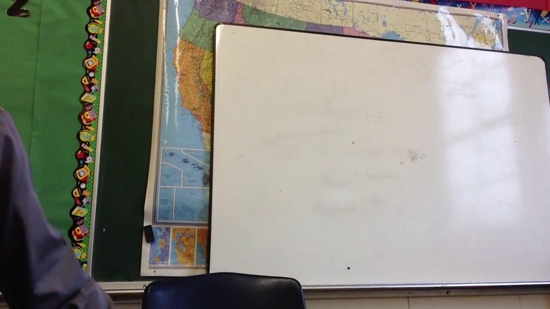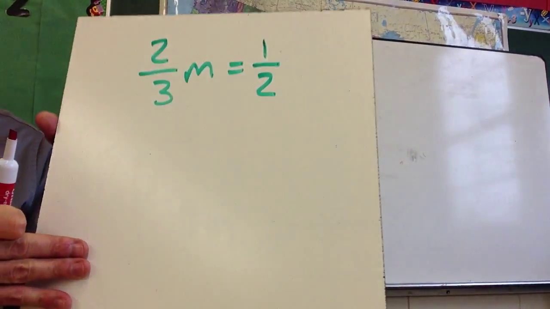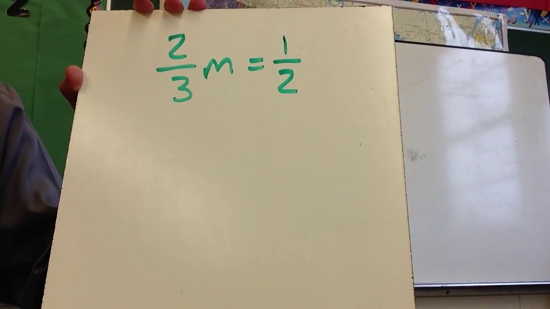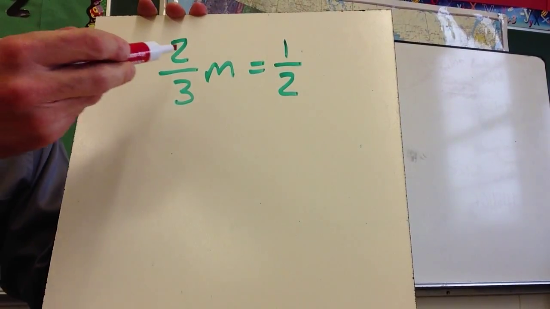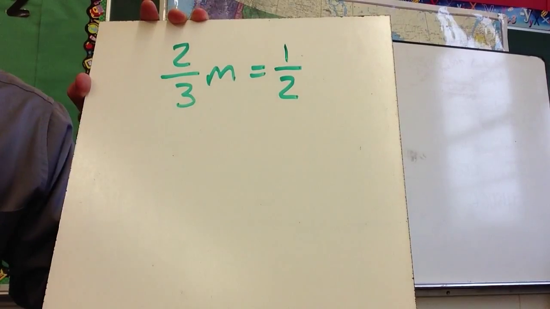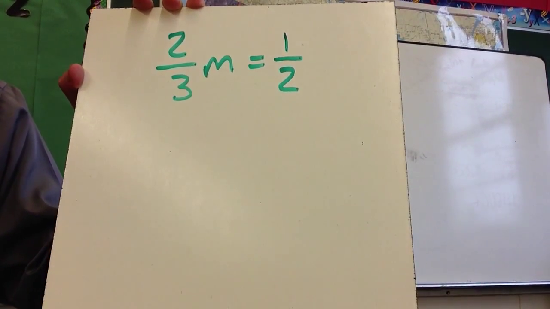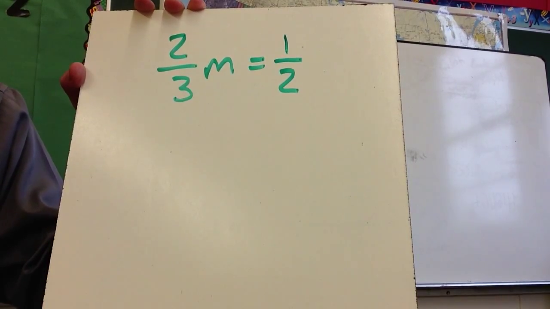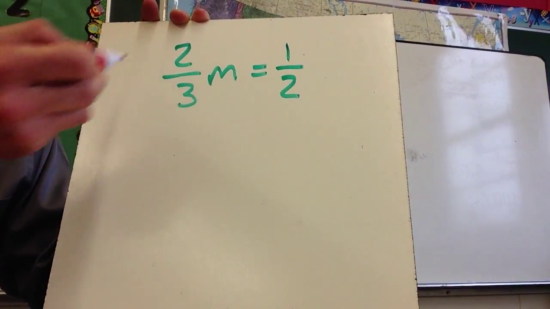All right, let's try one last one. 2/3 m equals 1/2. Now there are two ways to see this problem. One is I want to think about what this is. This is a multiplication problem. So the opposite of multiplication is division. So I want to divide the number that's in front of the m. The number in front of the m is 2/3.